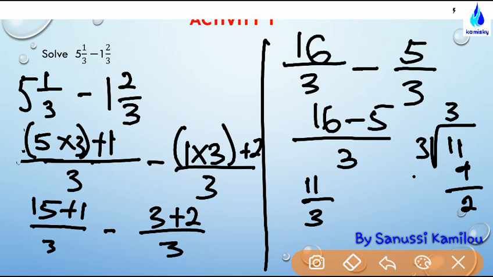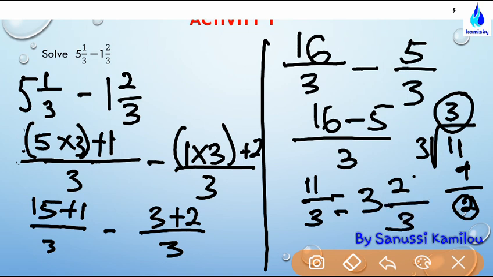2. That's the remainder. So this final answer will be the same as, because when we divide at the beginning, the whole number we got was 3. Then I write it there, 3. Then what is the remainder? 2. So normally you are going to divide the 2 also by what? 3. Is it not so? So you write it 2 over 3. Then this is our final answer.